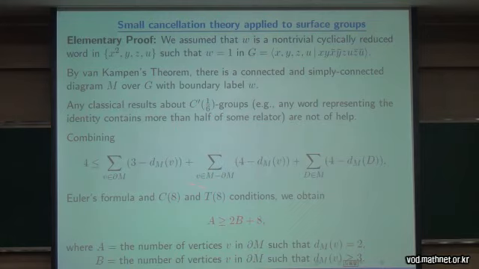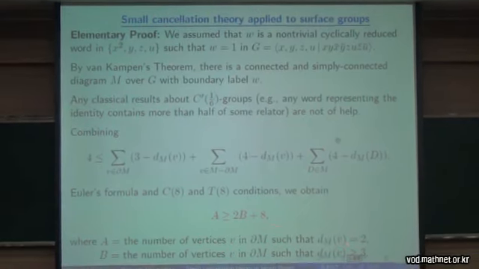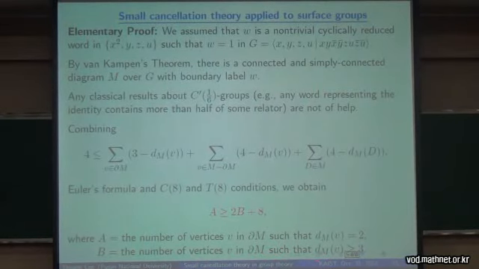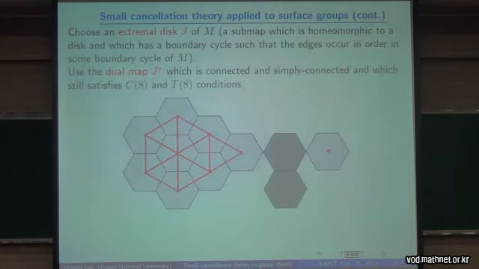This inequality is the key observation in this proof, where A denotes the number of vertices in the boundary with degree 2, and B is the number of vertices in the boundary with higher degree. So applying this inequality to M doesn't give us any good information. So we need more technique.